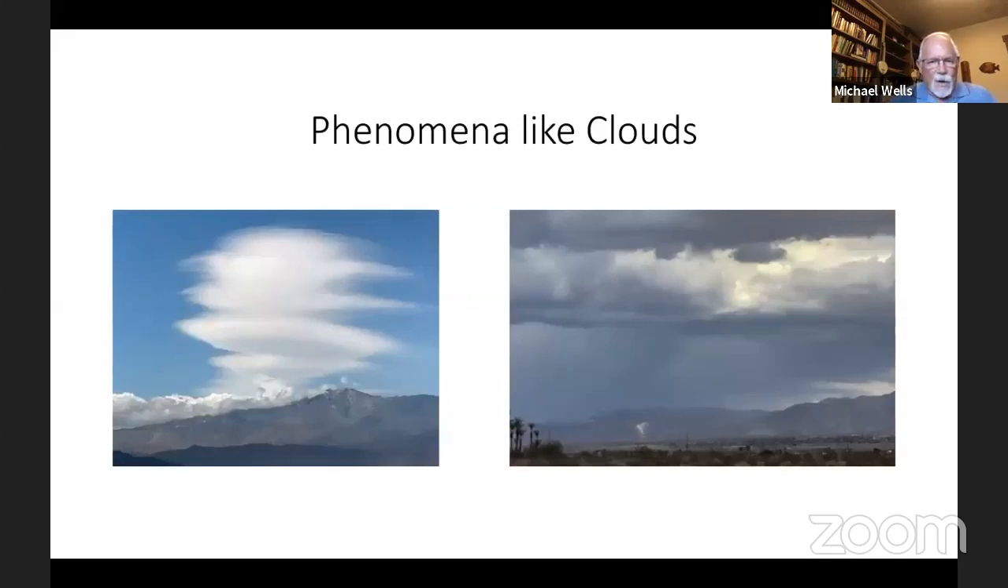And on the left, you can see that sort of stack of clouds. Those are lenticular clouds, a type of cloud that we see frequently in the desert. And they're caused by moving masses of air that encounter a topographic feature like a mountain range, and they're deflected upward. As they go upward, of course, the temperature decreases. And when the air temperature reaches the dew point, the water that's in it will condense and form a cloud.